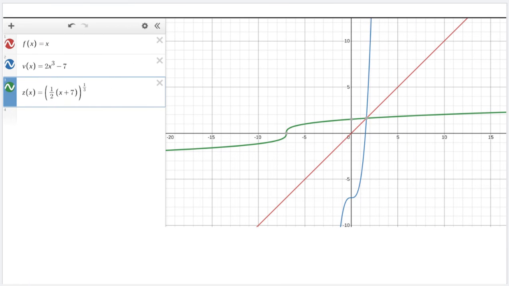And then on the last page, I just did a visual. I graphed these three functions: the identity function f of x equals x, and both v of x and z of x. As you can see, v of x and z of x are reflections of each other over the identity function, which is the red line. And that visually proves that these two functions are in fact inverses of each other.